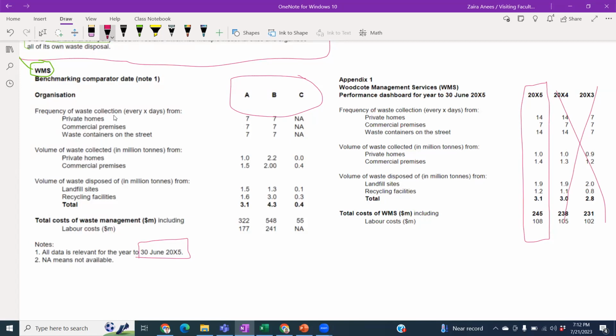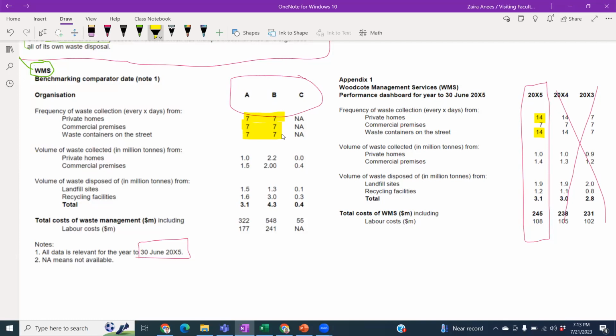Frequency of waste collection. Now, we are collecting every 14 days, right? We are collecting every 14 days here. But the other organizations are collecting every 7 days. We are better. We are better? Are you sure? Yeah.